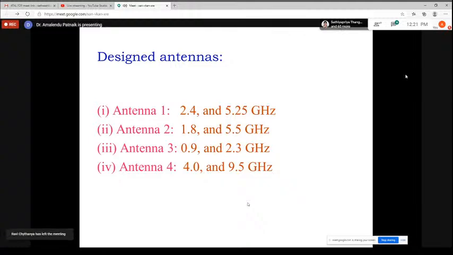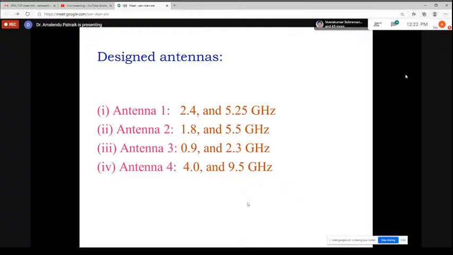So using this method, we have designed a number of typical antennas working at different frequencies. These are a few of the results, a few dual band antennas that we designed out of this Koch monopole antenna. For example, the first one, antenna 1, will work at 2.4 and 5.25 gigahertz.